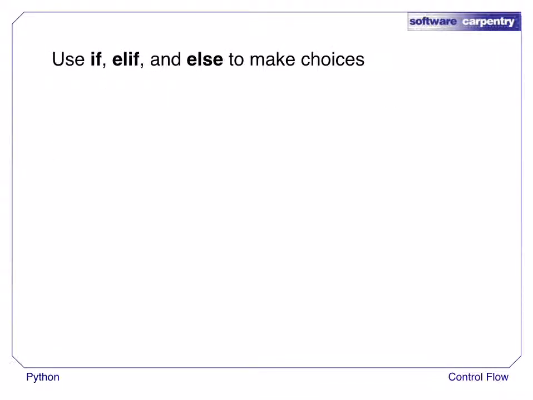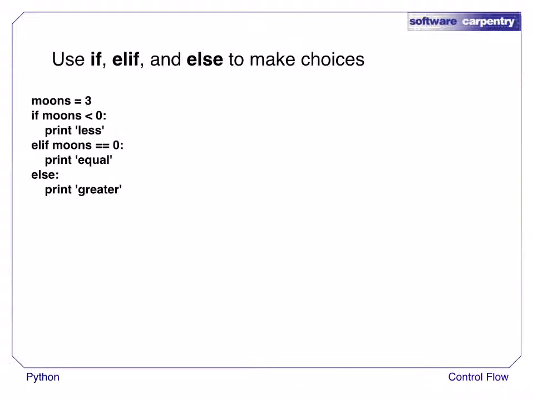Now, while loops allow programs to repeat things. If, elif, and else allow programs to make choices. So here's a little example.